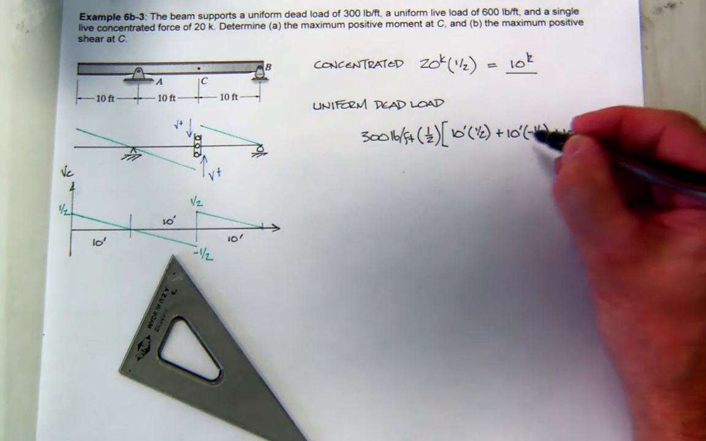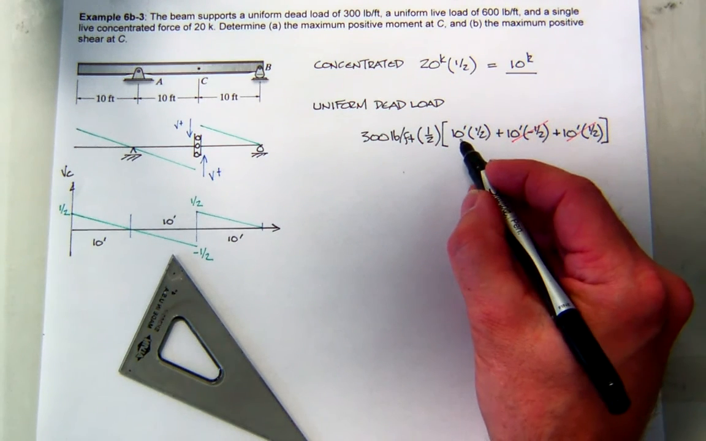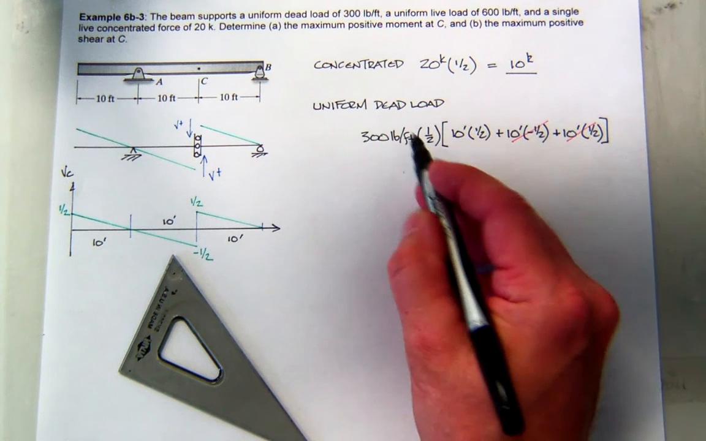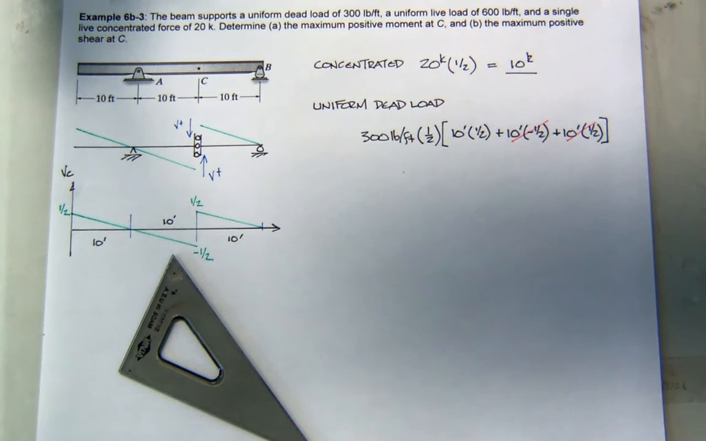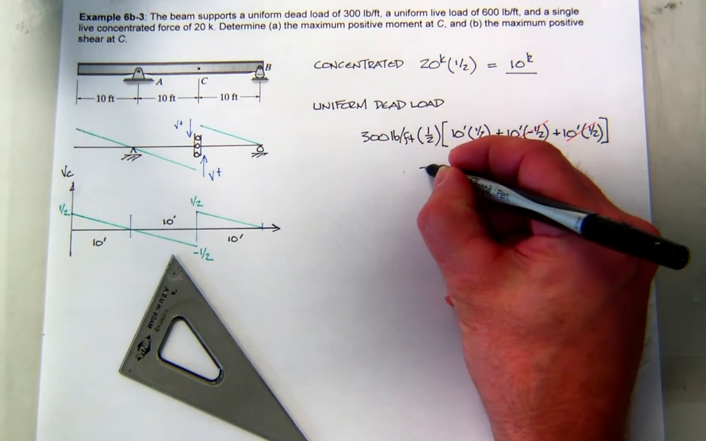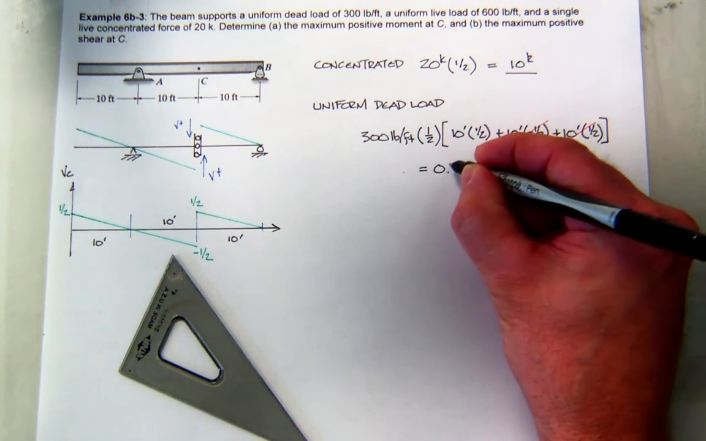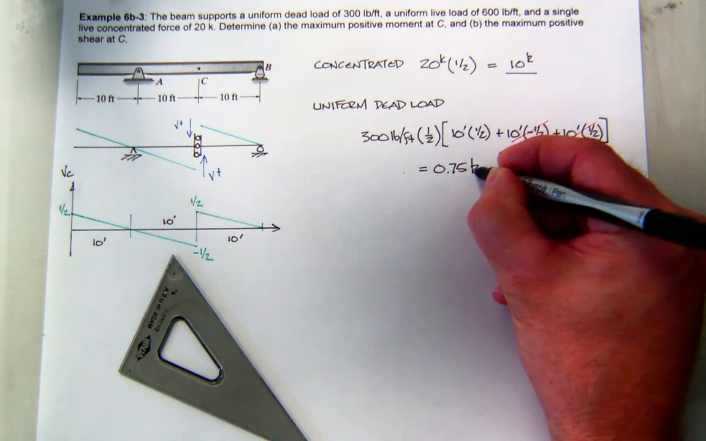Now this is kind of pretty easy. This one and this one cancel out. So I'm just left with 5 times 150. What's that, 650? That's 750. 750 pounds. I'll move it into kips, so it's going to be 0.75 kips.